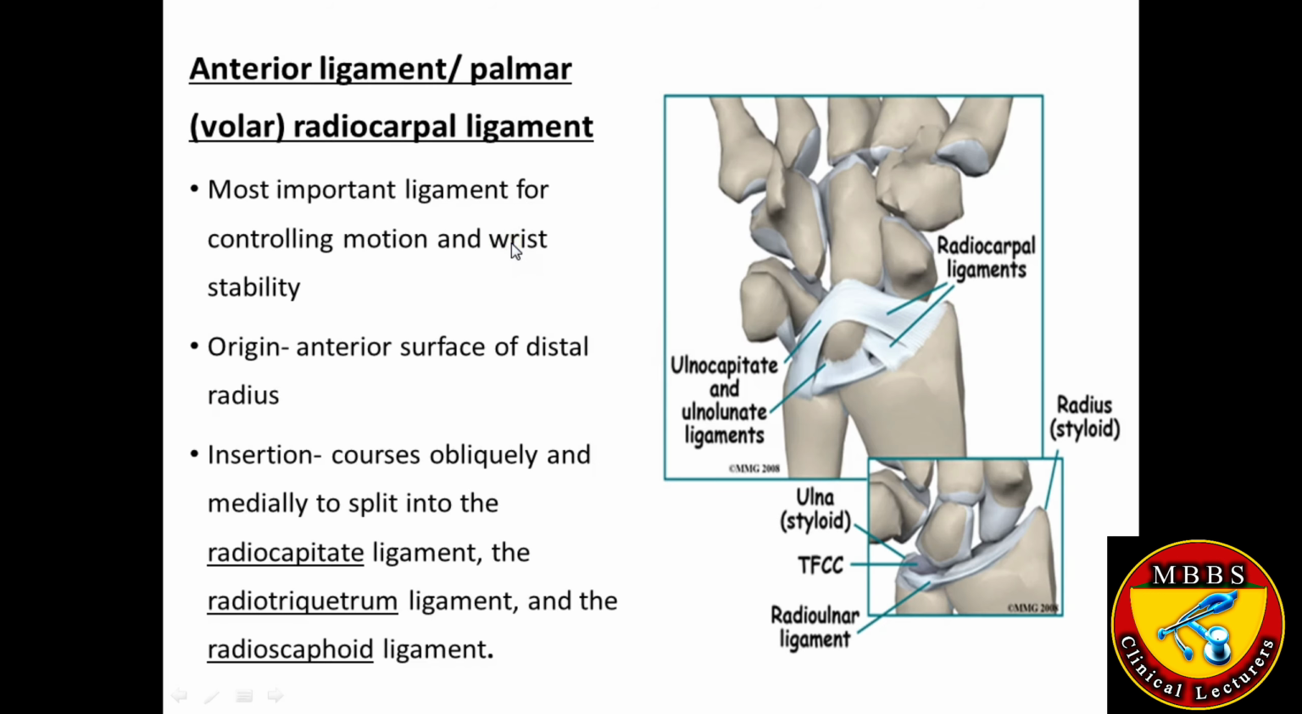The anterior ligament, or palmar or volar radiocarpal ligament. This anterior ligament is the most important ligament for controlling the motion of the wrist and for its stability. It originates from the anterior surface of the distal end of the radius and is inserted, coursing obliquely and medially to split. You can see this splitting, going obliquely into the radiocapitate ligament, another small ligament which attaches the radius with the capitate bone, and the radiotriquetral ligament and the radioscaphoid ligament.